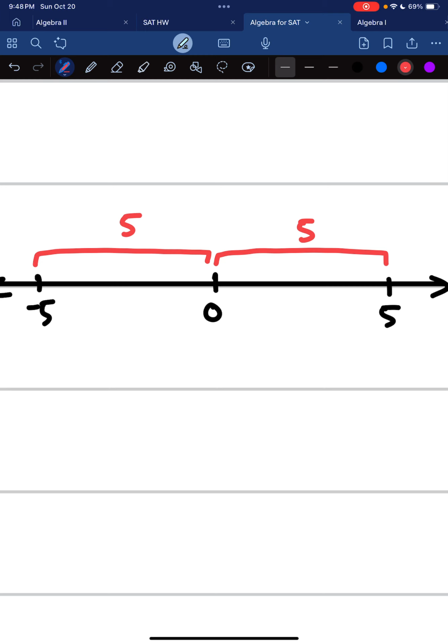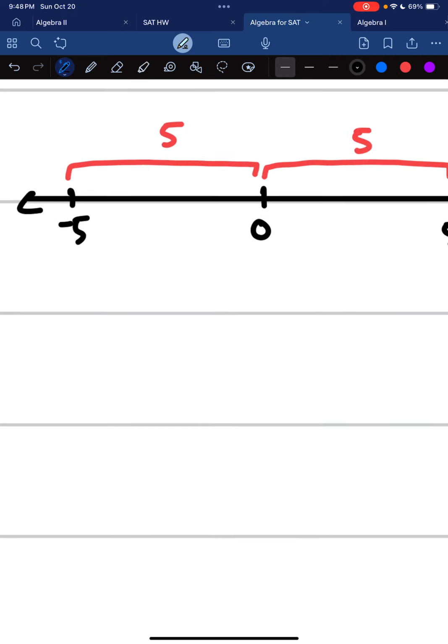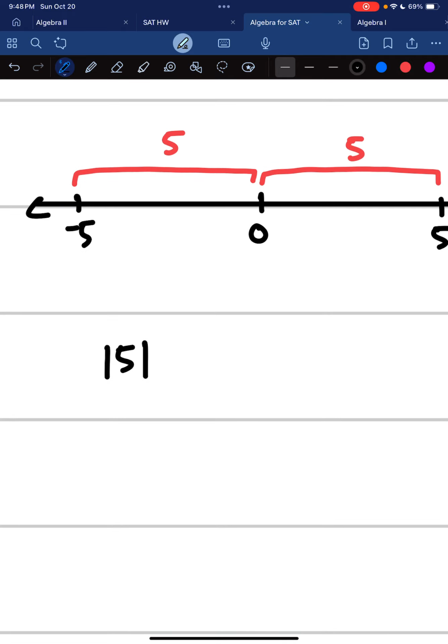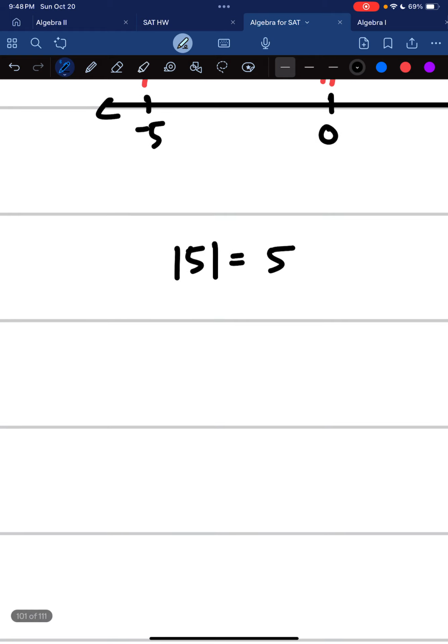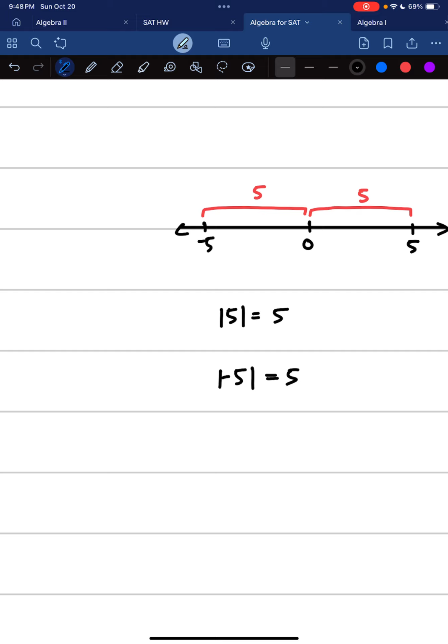So that's what absolute value is. It's just the distance from a number to 0 on the number line. When you're dealing with absolute value, that means that negative signs don't matter. So the absolute value of 5 is 5 because that's the distance between 0 and 5, and the absolute value of negative 5 is also equal to 5 because the distance between 0 and negative 5 is still 5.